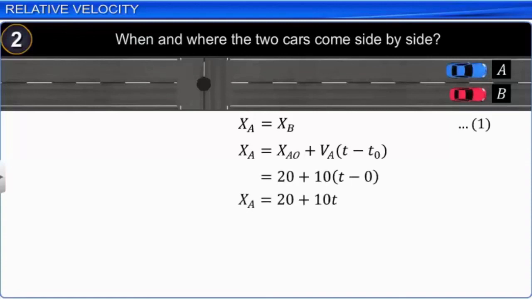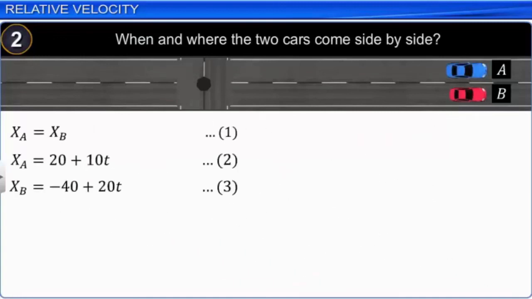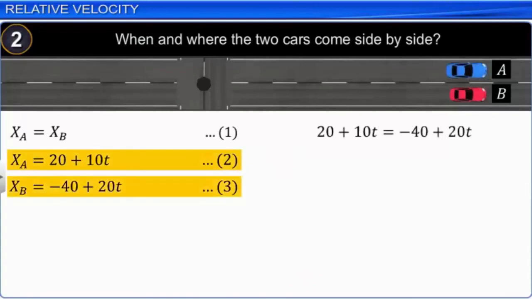Similarly, XB is equal to XBO plus VB into T minus T naught. By substituting and simplifying, we get XB equal to minus 40 plus 20T. This is equation 3. Substituting equations 2 and 3 in equation 1. On further simplifying, we get T equal to 6 seconds. This is equation 4.